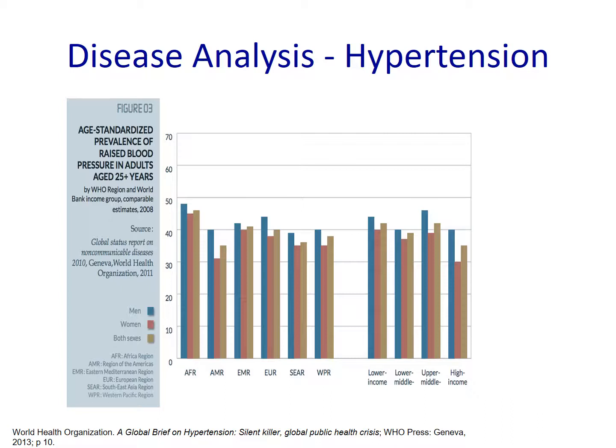Hypertension is one of the most common diseases in the world, affecting over 1 billion people. According to data from the World Health Organization, hypertension is prevalent at similar rates throughout the globe, primarily affecting lower income to upper middle income countries.